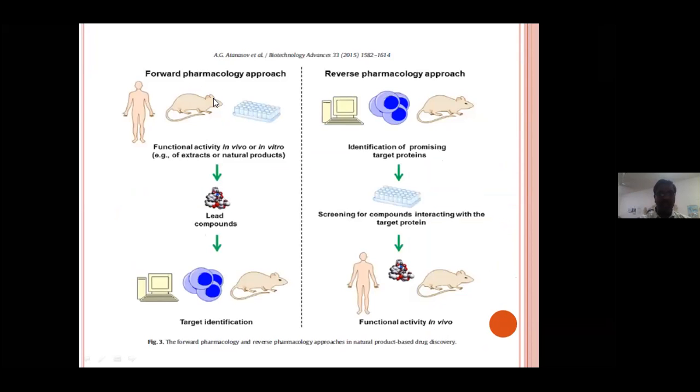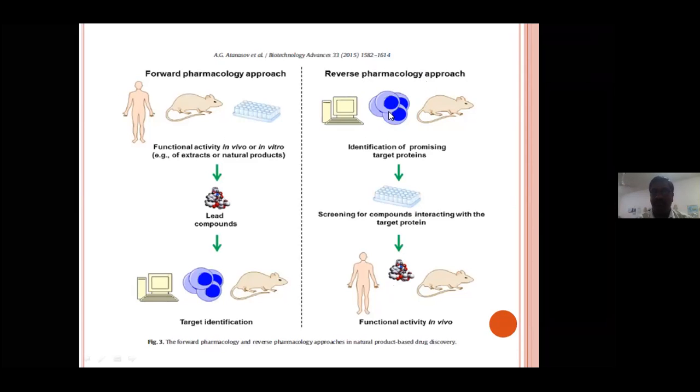what we are using is the forward pharmacological approach. We extract the components and inject them into the animal, and from that animal we are able to identify the target, which is called the forward pharmacological approach. Now this is called the reverse pharmacology approach, which is what I am going to explain in today's techniques. This is my approach.